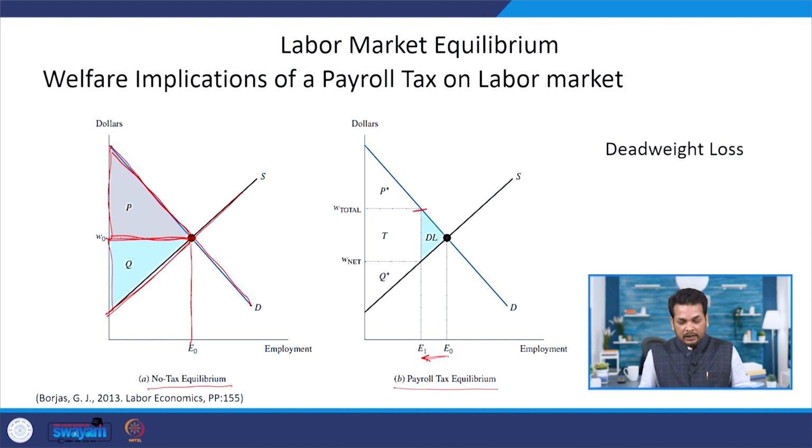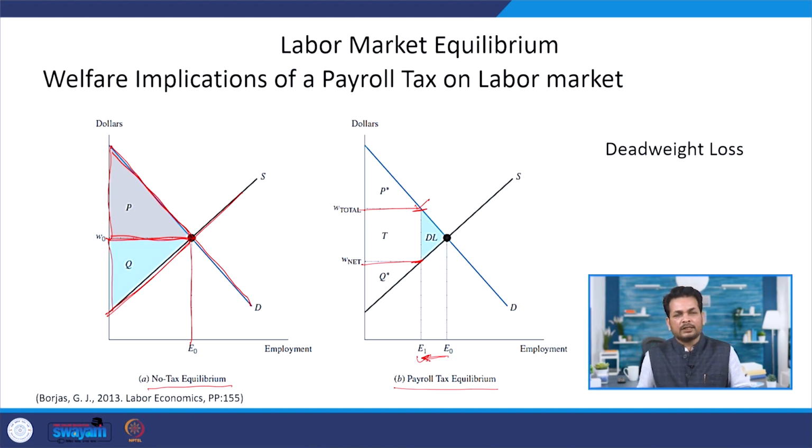So, after imposition of tax, the economy has E1 level of employment and the wage rate is WT, which means the total cost to the firm. After paying the tax, WN is the net wage which the workers receive. So, this is the cost to the firm and this is the actual wage which the workers receive.